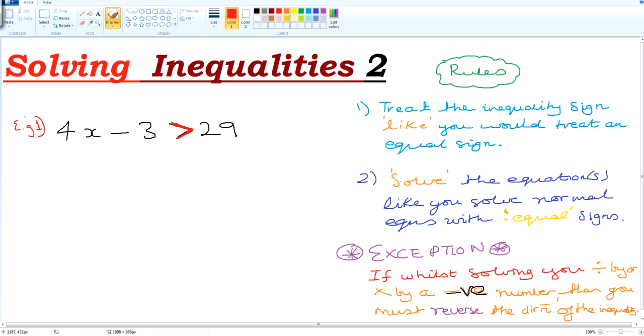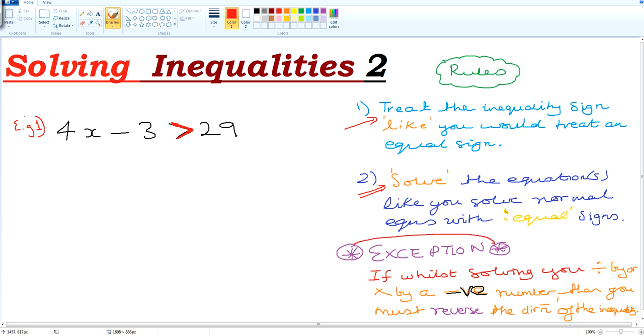Point 2, solve. Solve the equations like you solve normal equations with equal signs in them. So for example, opposite of minus 3 is add 3, opposite of times by 4 is divide by 4. How you would do a normal equation, you do an inequality equation. Now, but there is one exception.